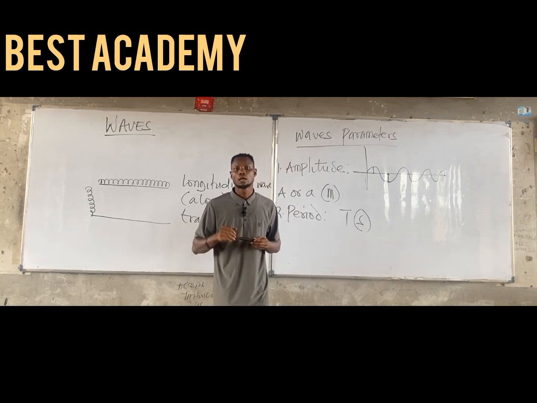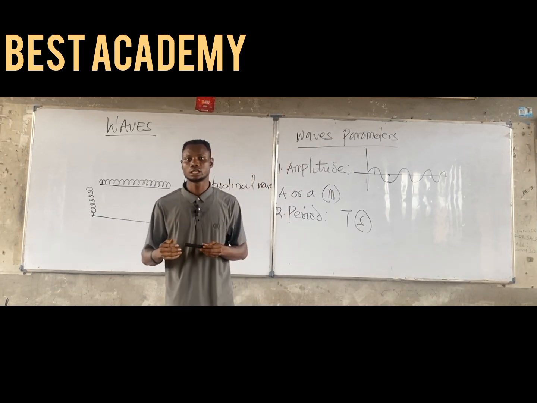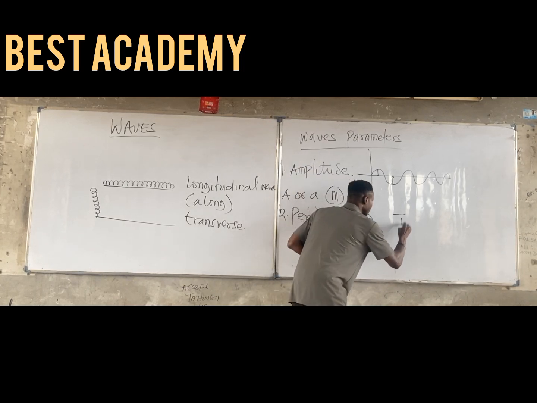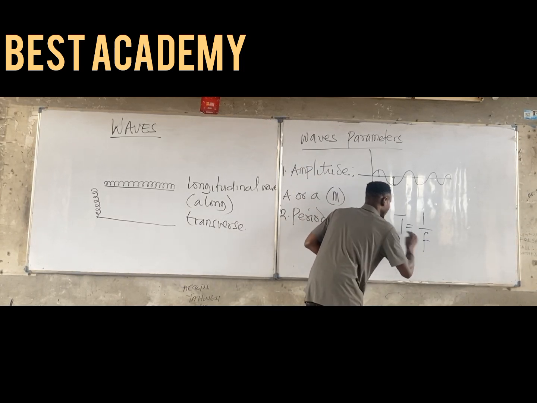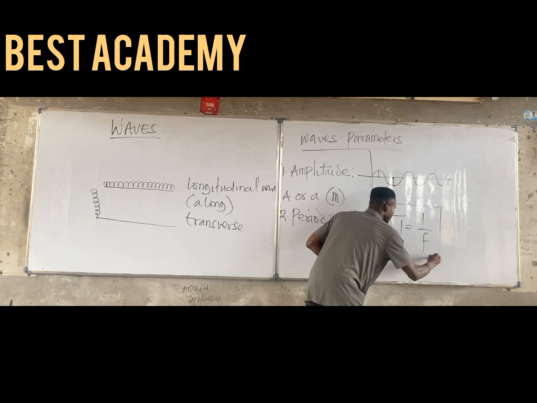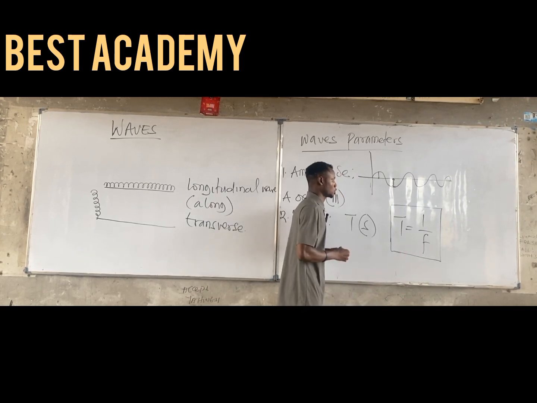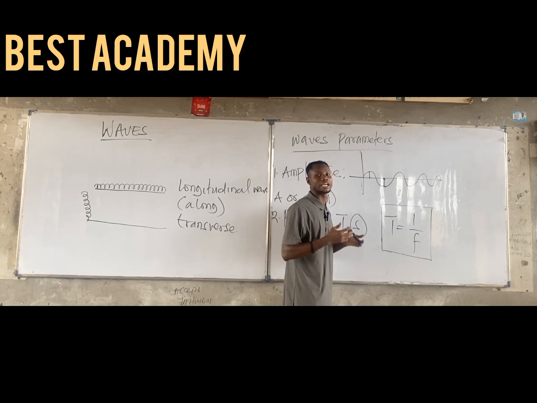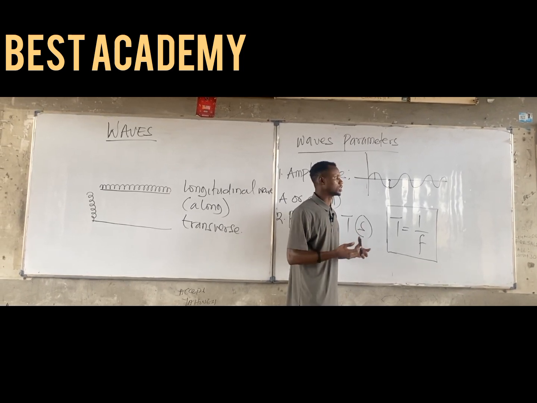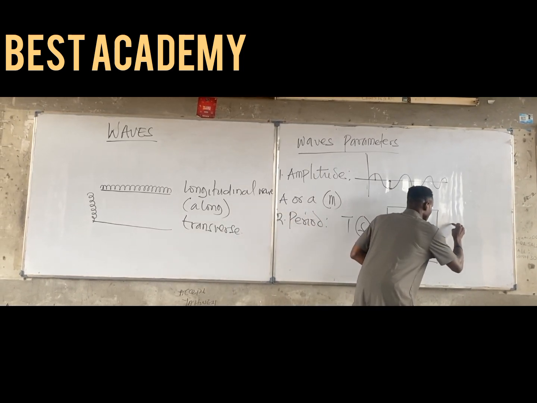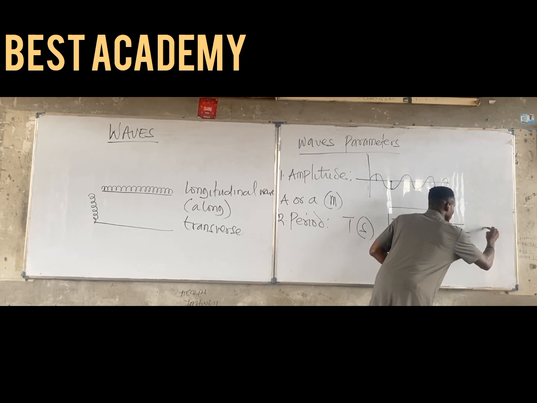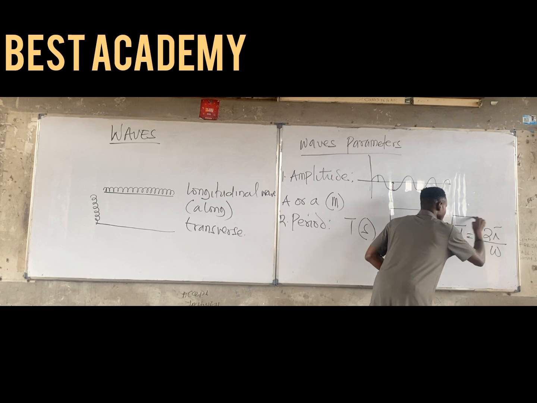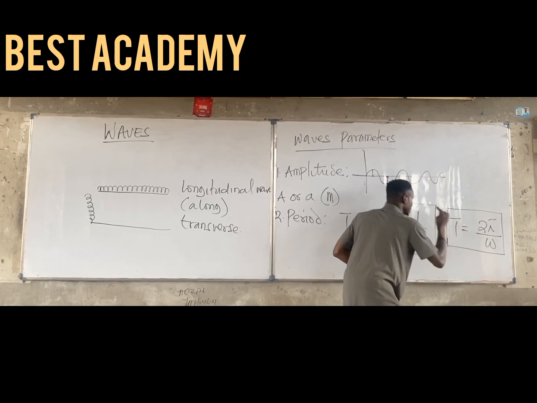Okay. Now please write. Mathematically, period can be expressed as T is equal to 1 over f. This is the mathematical relationship between period and frequency. Please take note. Now, we can also represent period in terms of angular frequency. What is that? This is said to be T is equal to 2 pi over what? Omega. Please take note.